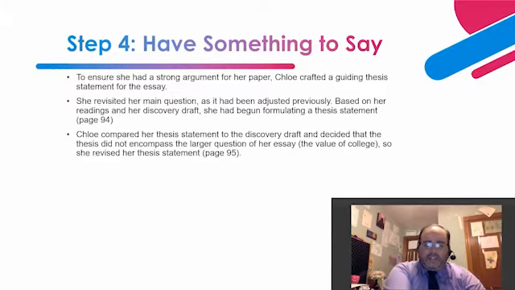Now, she's going to continue research. As she finds out more about the topic and develops the argument, there's going to need to be some refining to this thesis statement.